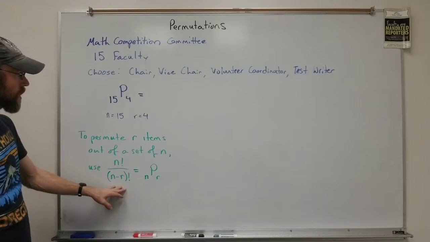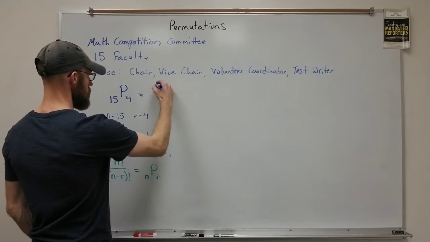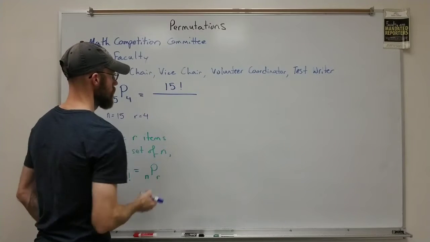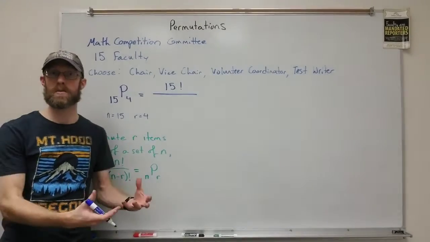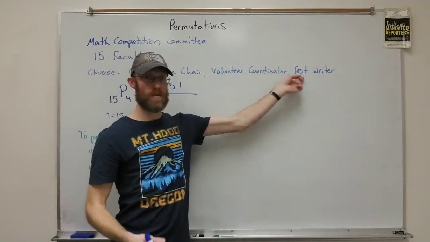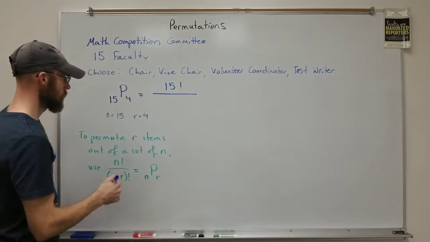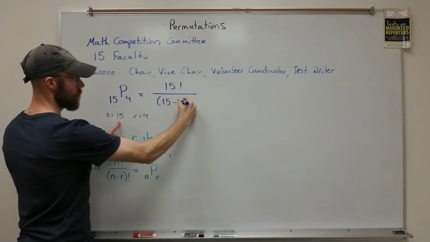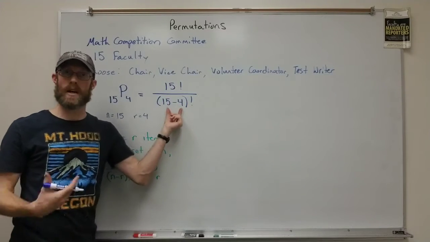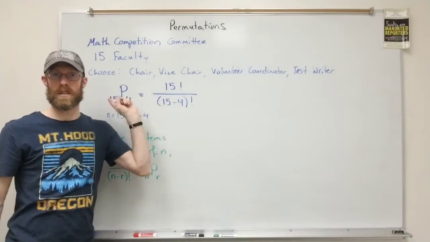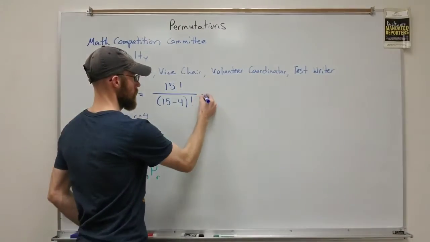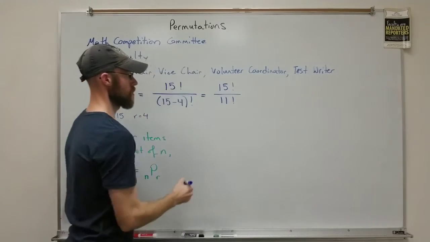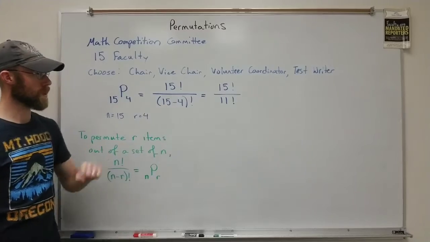And so the way that you calculate this is you do the n factorial on top, so that's 15 factorial over, and remember you're dividing out all the ones that aren't being used. So if you're using 4, you're dividing out the 11 factorial. That's where the n minus r is. N minus r would be 15 minus 4 factorial. That gives you the 11 factorial, which are the number of faculty that do not fill those positions. So we have 15 factorial over 11 factorial, right, 15 minus 4.